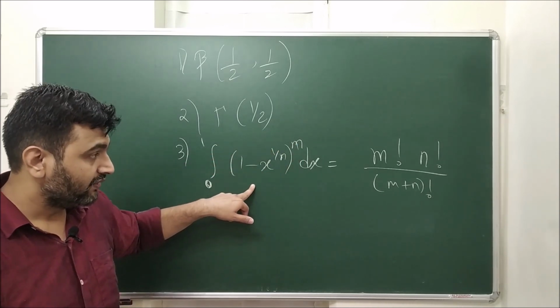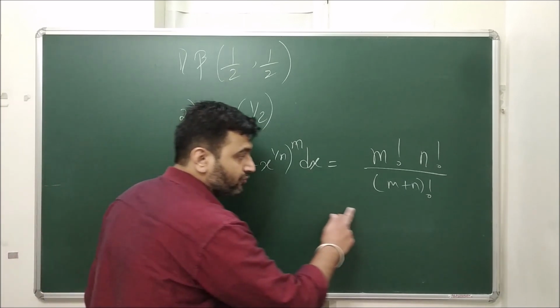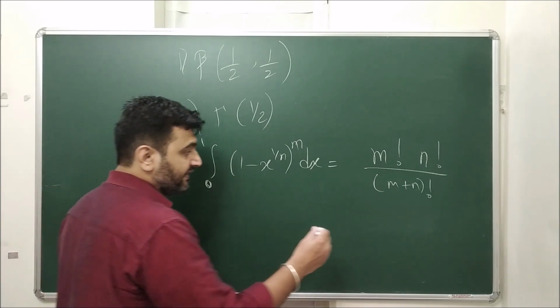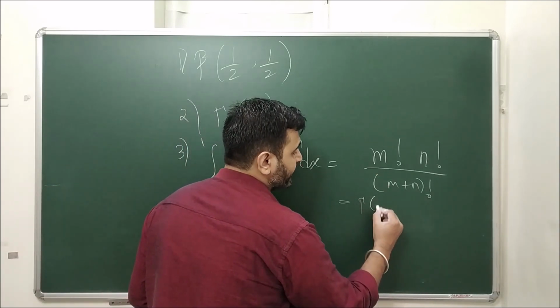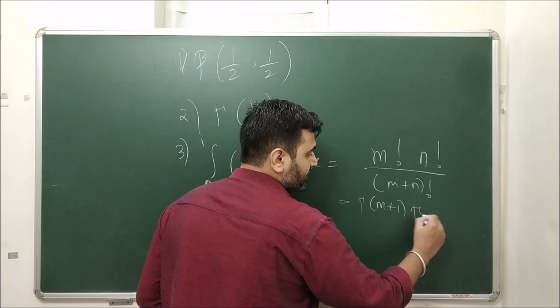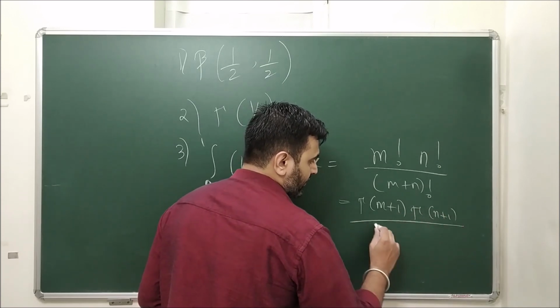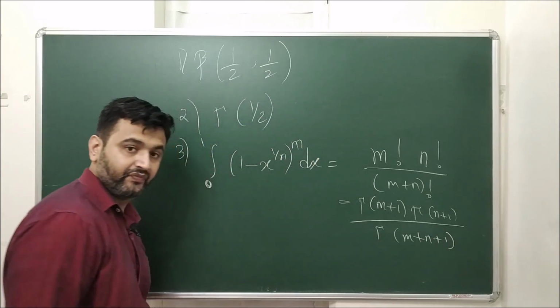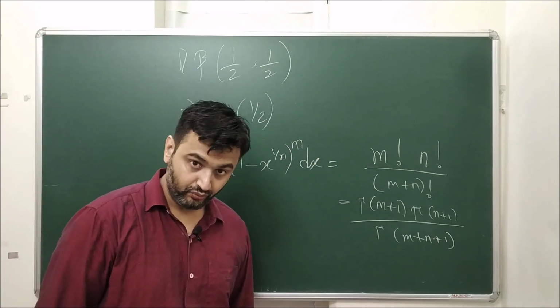For the third one, this is the relation that I want to prove, where m and n are natural numbers. Since they are natural numbers, I know that this is nothing but gamma of m plus 1 into gamma of n plus 1 upon gamma of m plus n plus 1. So this is what I want to prove.